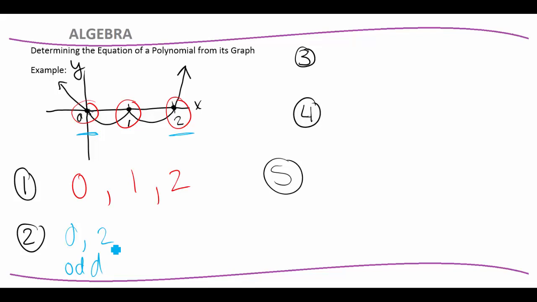If the graph touches the x-axis at the x-intercept but does not go through, then the multiplicity of a zero is even. So we have one of those, which is 1, and that one has an even multiplicity.